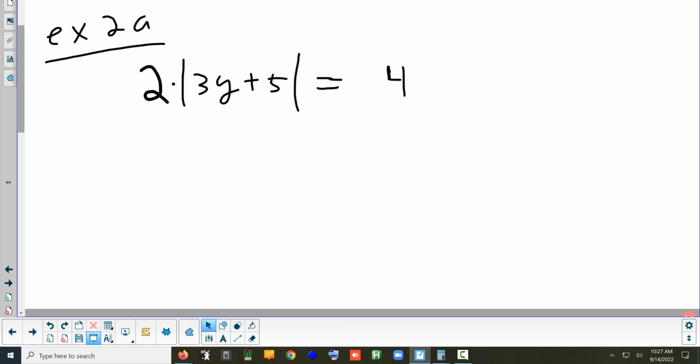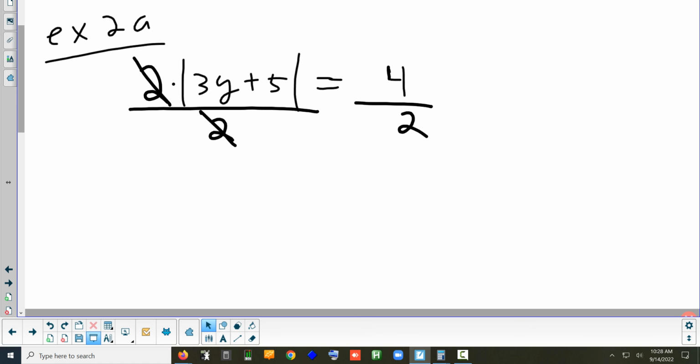So how do I get rid of this 2 times the absolute value? Yep. Divide 2 by 2 and then 4 divided by 2. Yep. We're going to divide both sides by 2. Don't do anything to what's inside those bars. Leave what's inside the bars alone. All you're doing is that. When you divide each side by 2, the 2 cancels out.